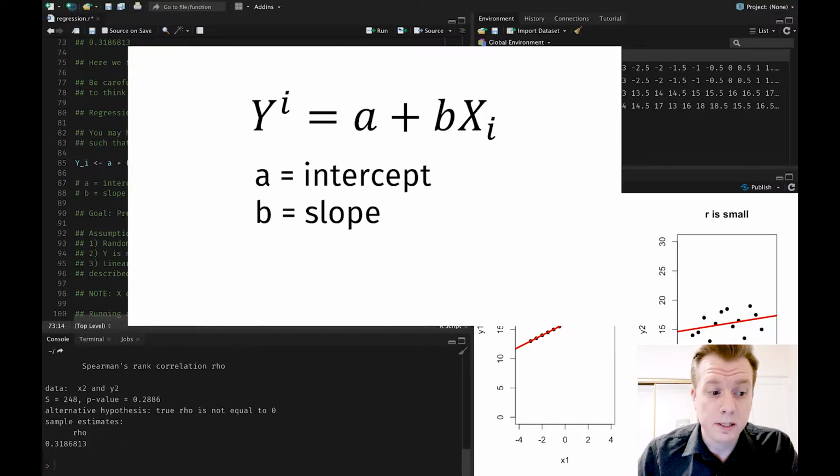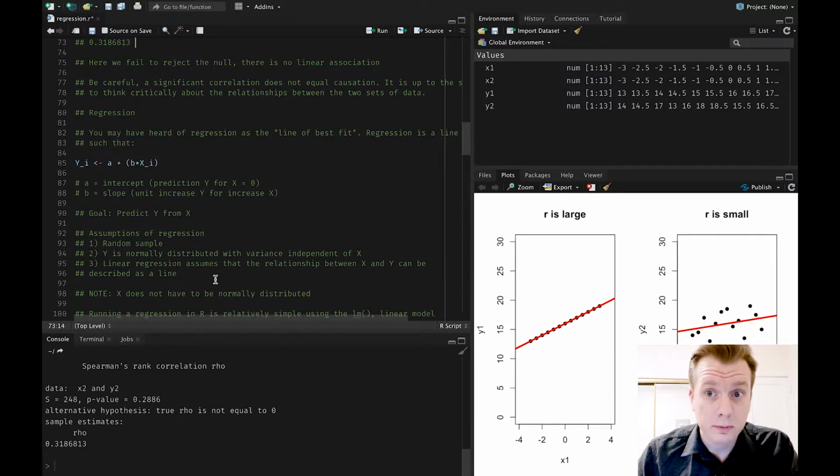In this equation, a equals the intercept, so it's the y-intercept for x equals 0, and b is the slope, and b is a unit increase in y for some unit increase in x. The goal of running a regression is to predict y from x.